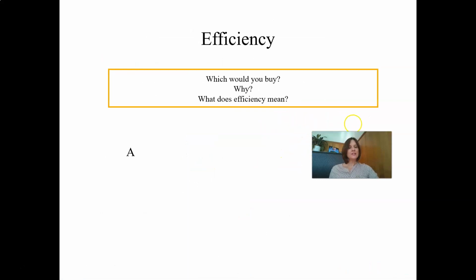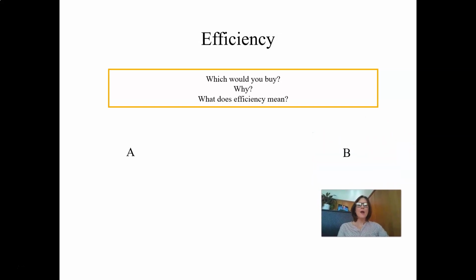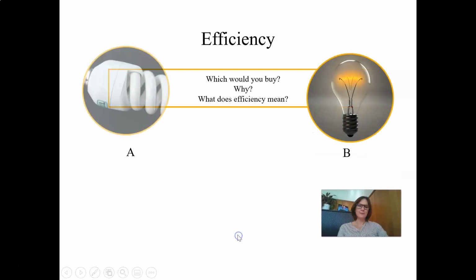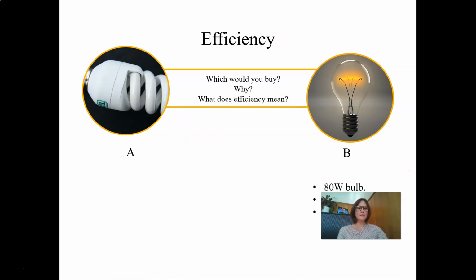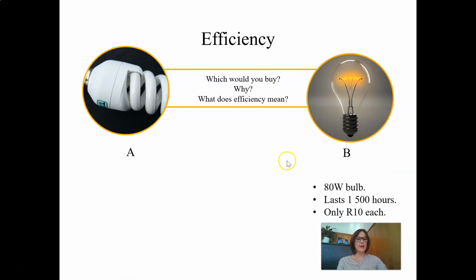So, which lamp would you buy, Grade 7s, and why? Lamp A or lamp B? Lamp A looks like this and lamp B looks like this. You should know by now at a Grade 7 level what the difference is between these two specific light bulbs. This one over here has 80 watts, it lasts about 1,500 hours, and if you had to purchase it in the shop, it would cost you more or less 10 Rand.